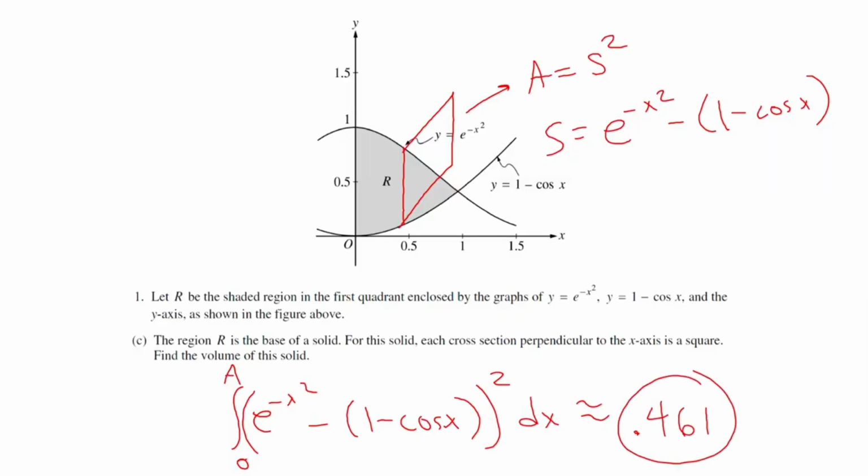And that was worth 3 points yet again. 2 for the entire integrand and 1 for the answer. And that's the end of this area and volume FRQs, question number 1 from the 2000 AP Calculus AB exam.